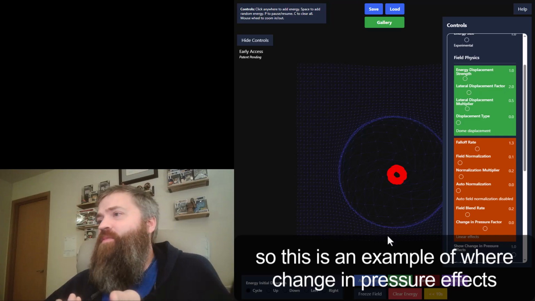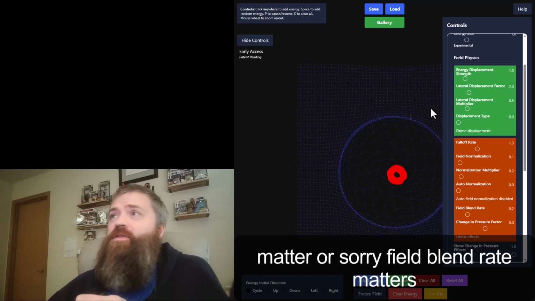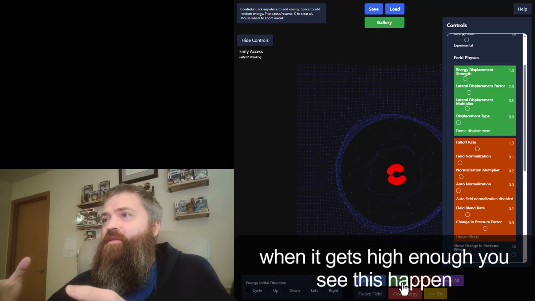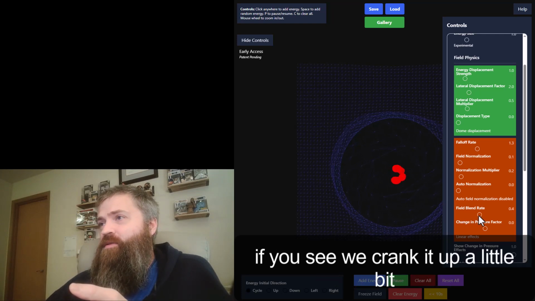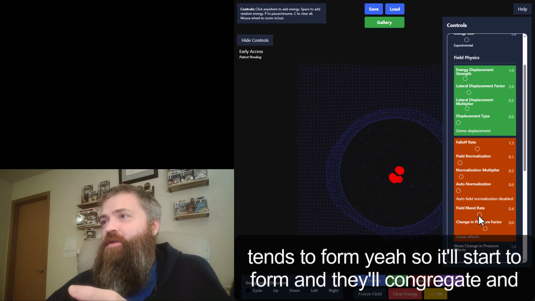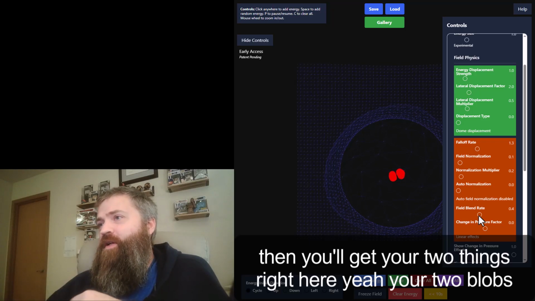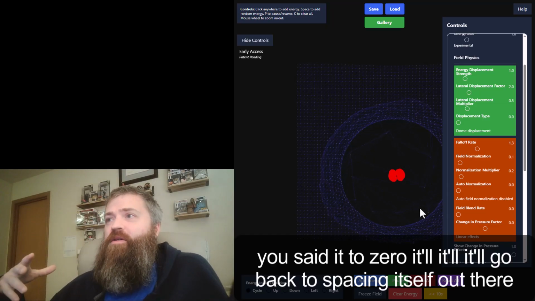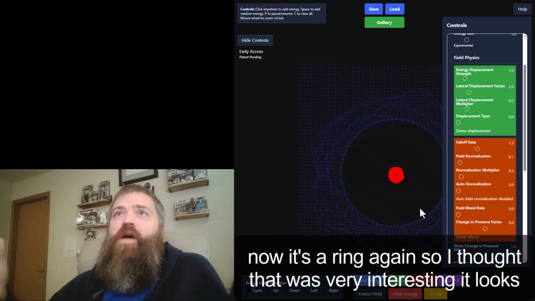All right, so this is an example of where field blend rate matters. When it gets high enough, you see this happen. And if you crank it up a little bit, it'll start to form and they'll congregate, and then you'll get your two blobs right here. If you set it to 0, it'll go back to spacing itself out. There, so now it's a ring again. So I thought that was very interesting.